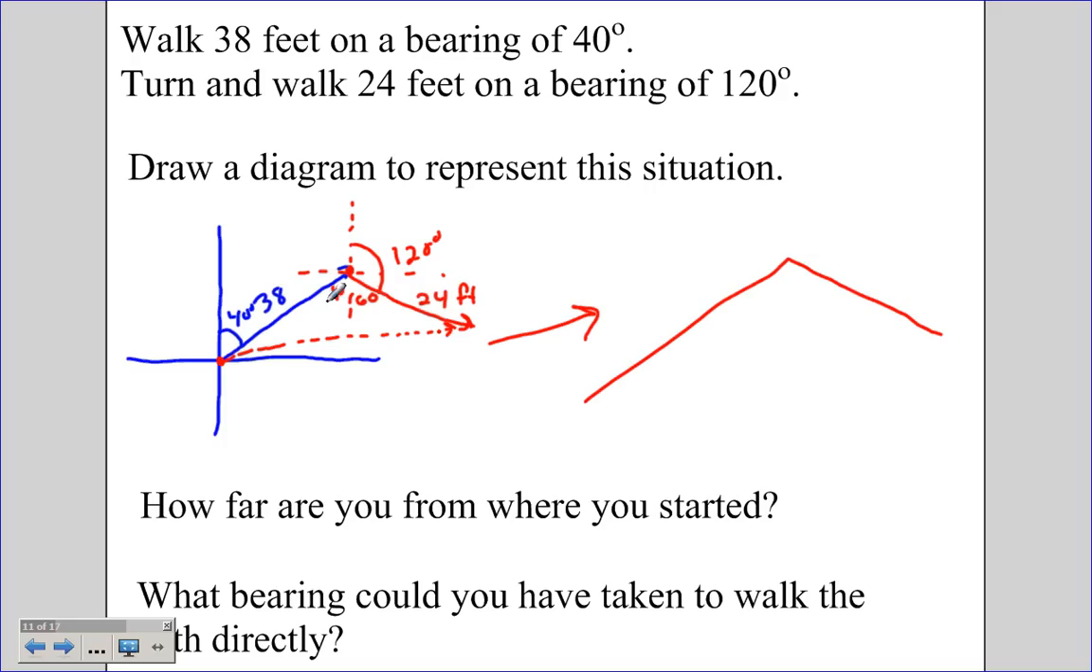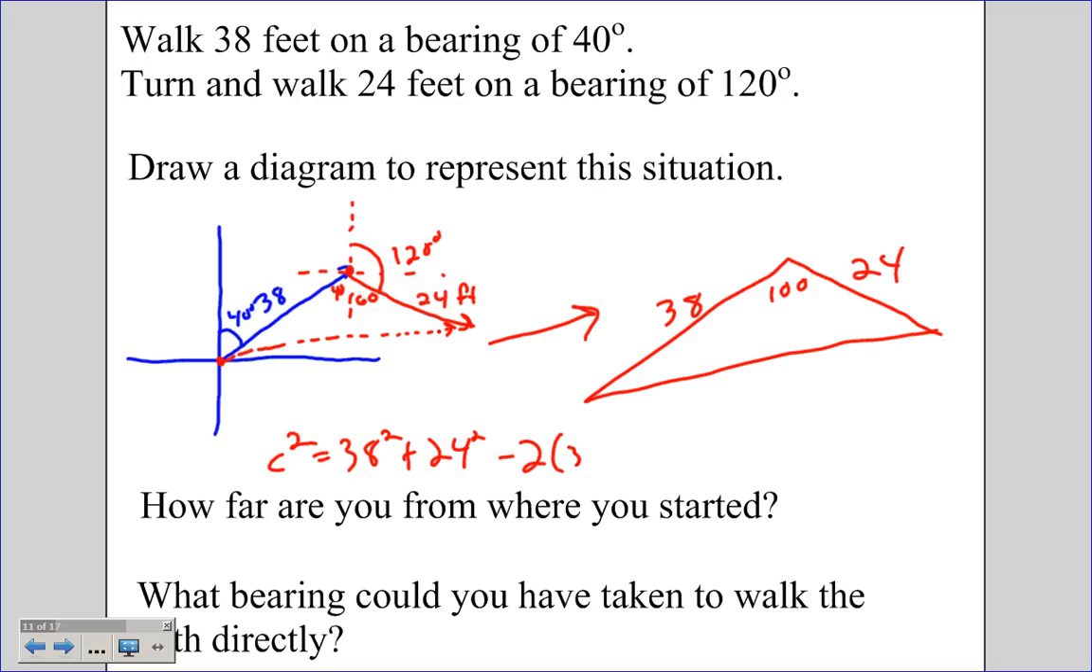And now we know 40 and 60 would make up 100. And this side is 38, this side is 24. And now we just need to find this side. Now we have side angle side, so we're going to use law of cosines. So c squared is equal to 38 squared plus 24 squared minus 2 times 38 times 24 times the cosine of 100.